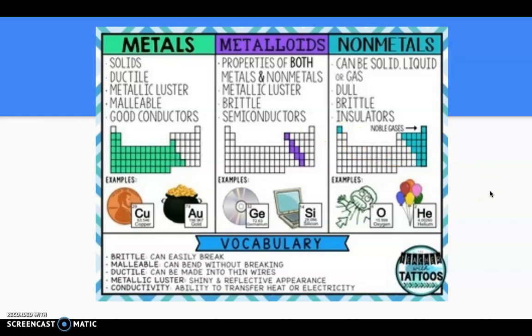As we participate in more activities, we're going to look at more details on the periodic table, but use this video at any time to help you with any of your products.